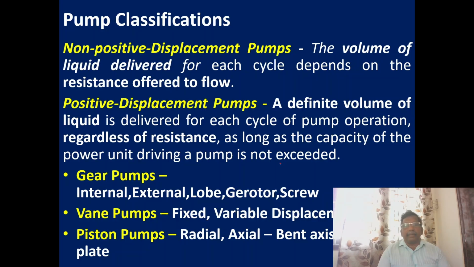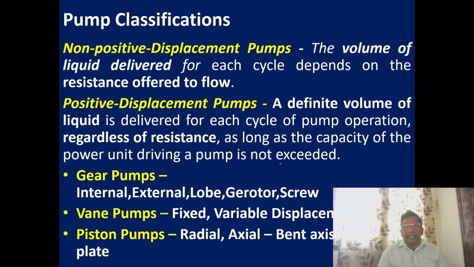Second one is positive displacement. A definite volume of liquid is delivered for each cycle of the pump, regardless of resistance, as long as the capacity of the power unit driving the pump is not exceeded. So whenever a definite volume of input is there, without any resistance, it has to go out. If the capacity of the power unit driving the pump is exceeded, or any issue happens, it gets collapsed.